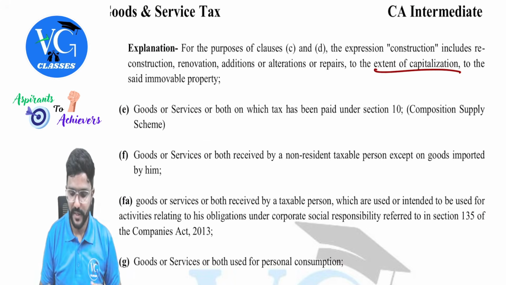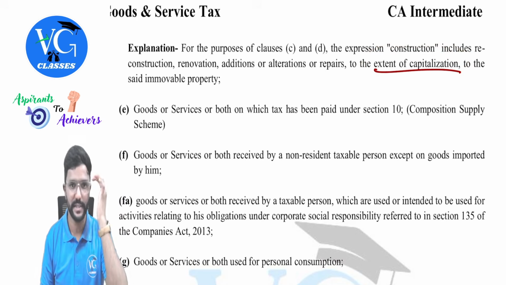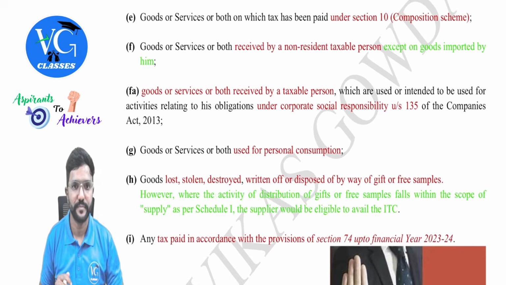Okay. So even the explanation will tell only to the extent it is capitalized, the credit is blocked. Means if the expenditure is treated as revenue, which is debited to P&L account, is credit available? Yes, guys, credit is available. Okay. Chalo, we'll move forward.